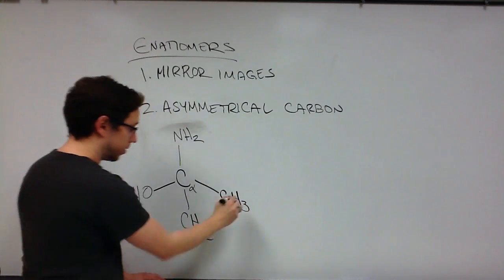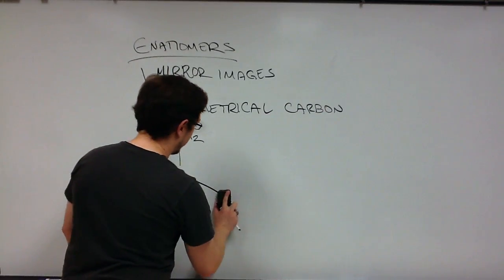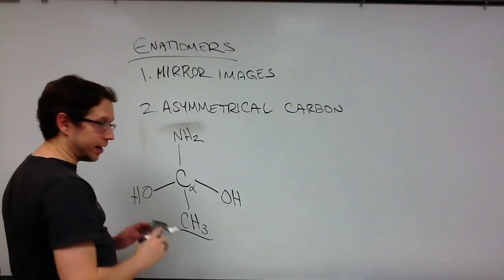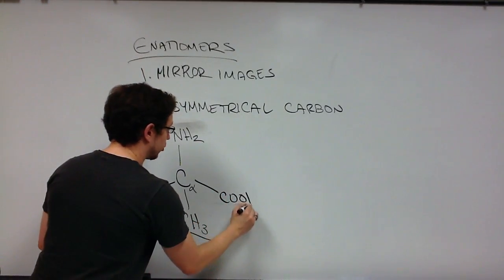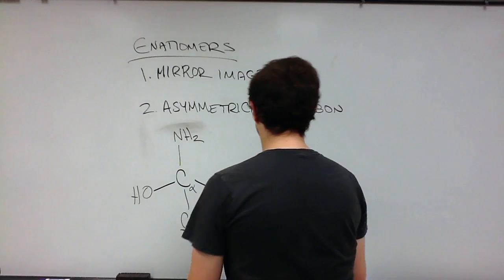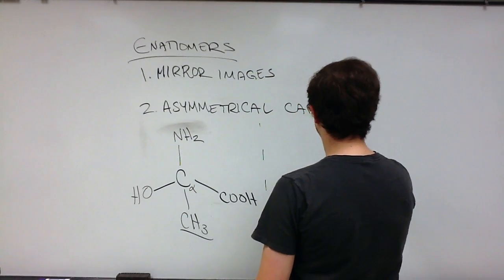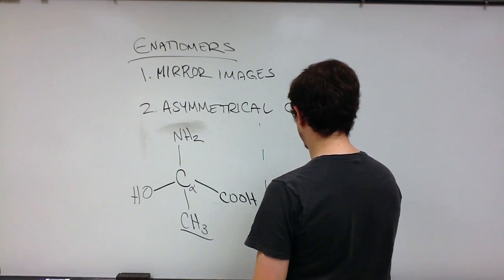Now, if this were another methyl group, this would not be an asymmetrical carbon. If this were another hydroxyl group, this would not be an asymmetrical carbon. So it has to be 4 distinct functional groups or substances to which this centralized carbon is bound. And then the other requirement is if I have a second molecule that I think is an enantiomer, it has to be the mirror image.